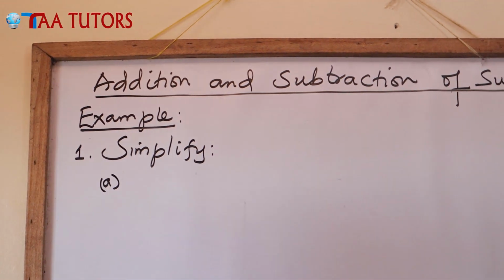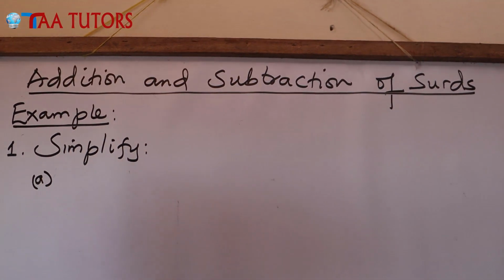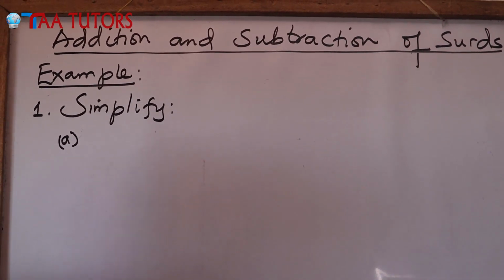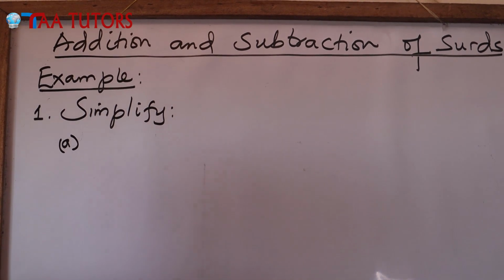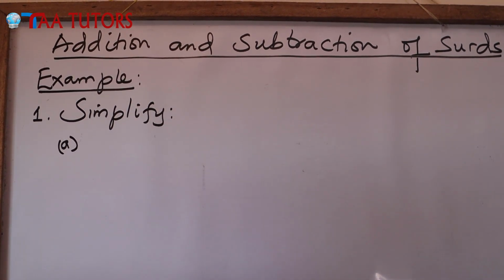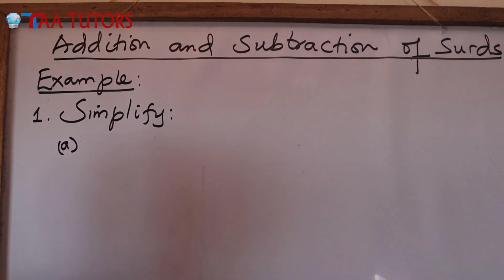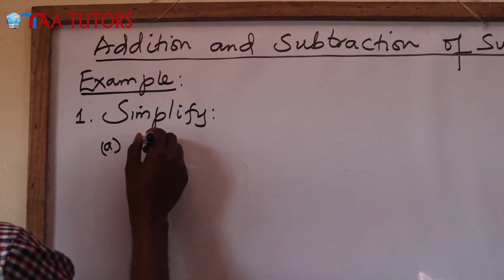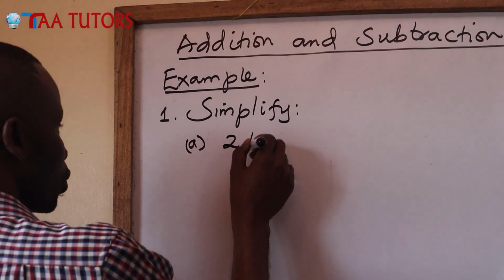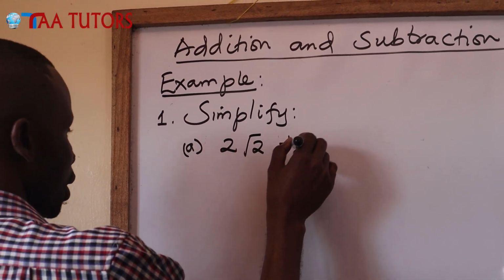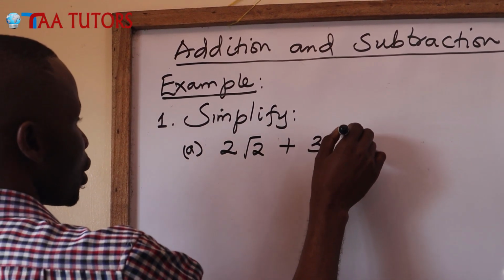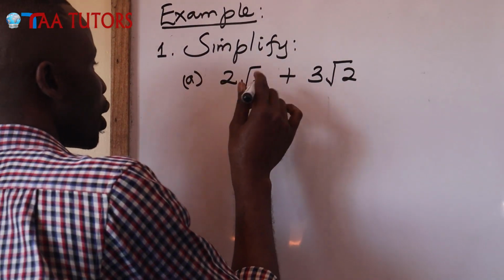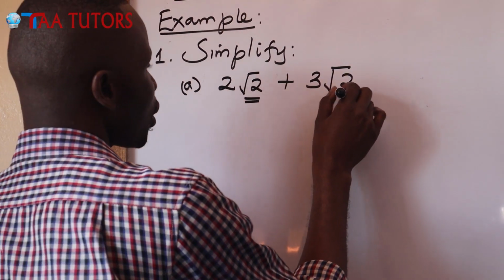Now that we have understood how to simplify SADs, we really have to know, if you have cases of SADs being added, how do you go about that? We are just going to follow the concepts of algebra, how you add x plus x or 2x plus 3x. So example 1 or A: 2 SAD 2 plus 3 SAD 2. I want you to assume that we have the SAD 2 here and another SAD 2 here.